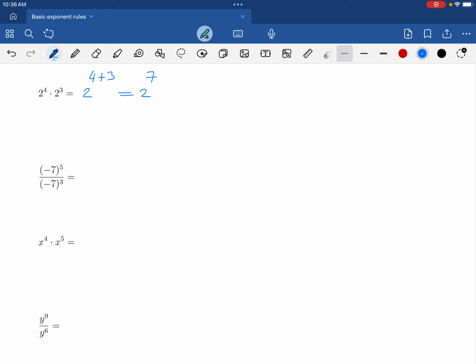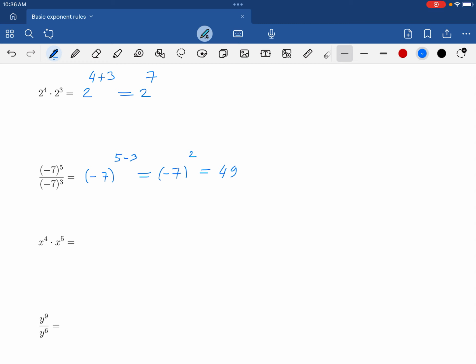The next one is negative 7 raised to the fifth. We divide by negative 7 to the cube. So this will be negative 7. This is a fraction, so we will subtract the exponents. This is negative 7 to the square, which results in 49.